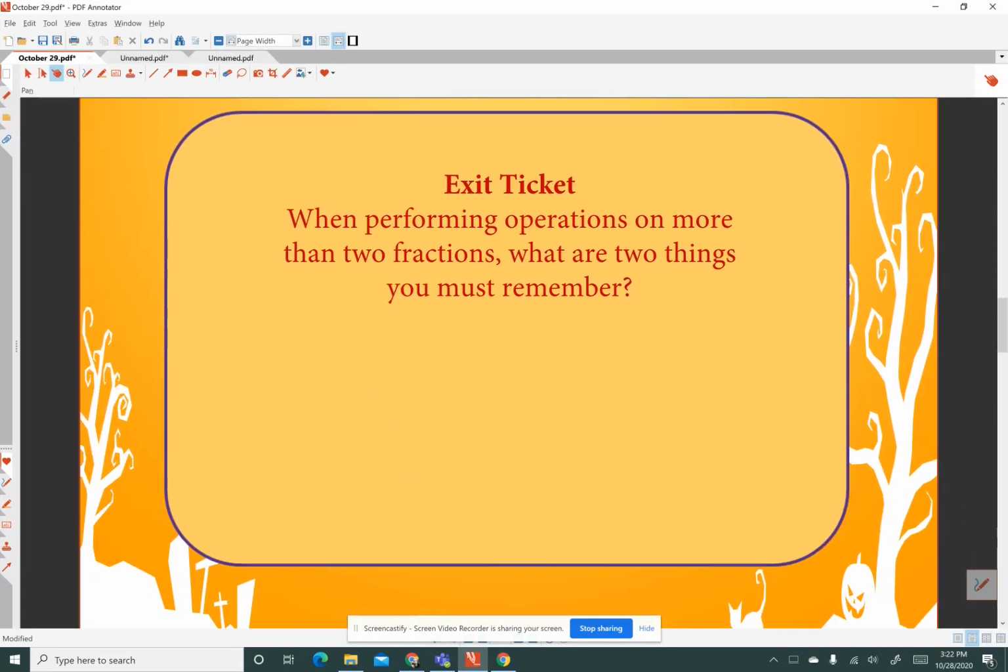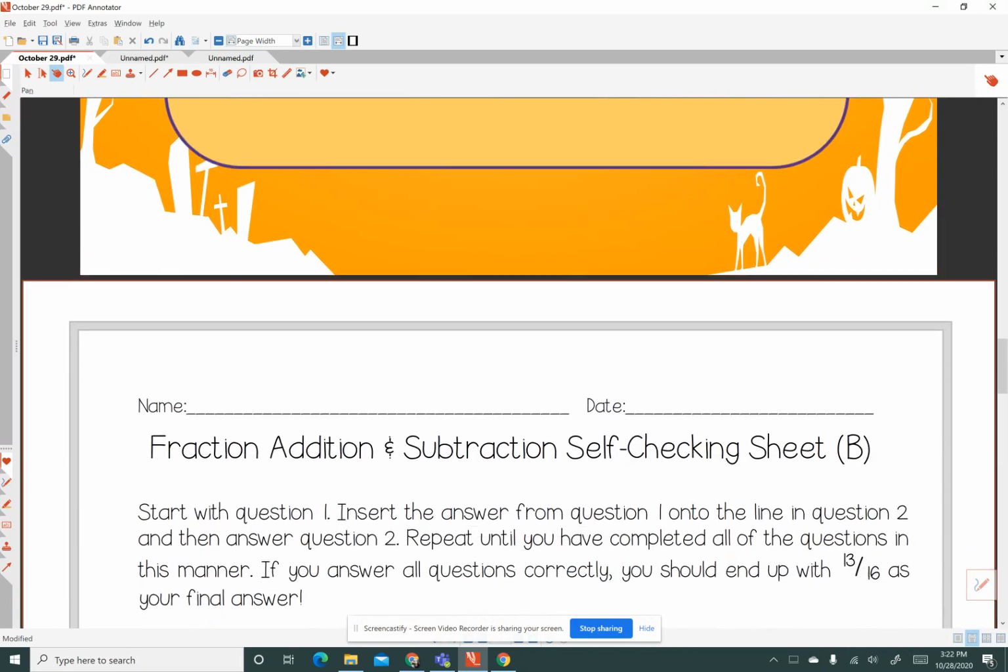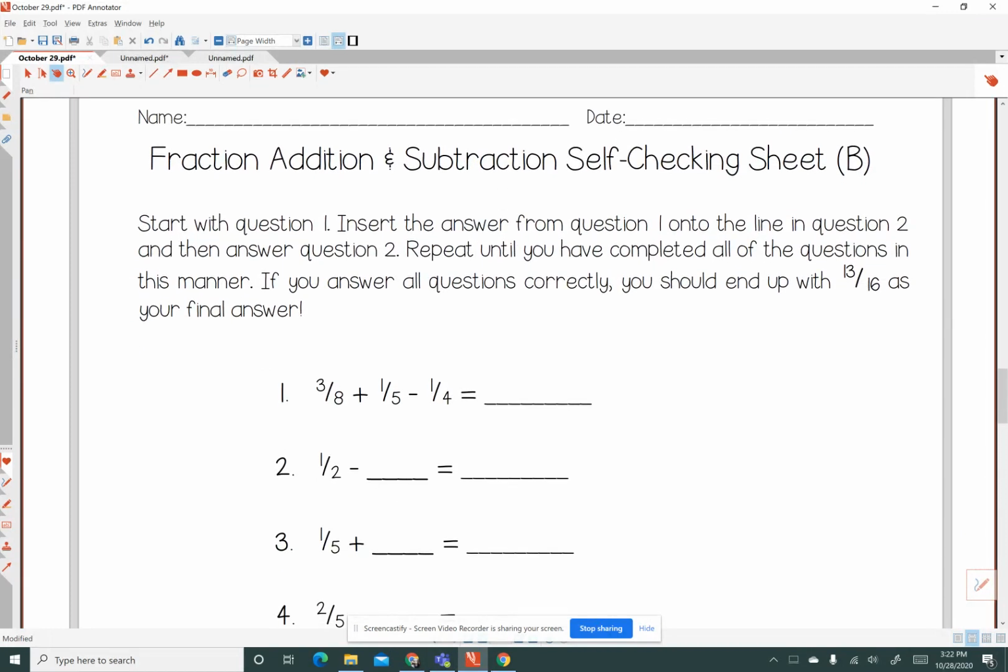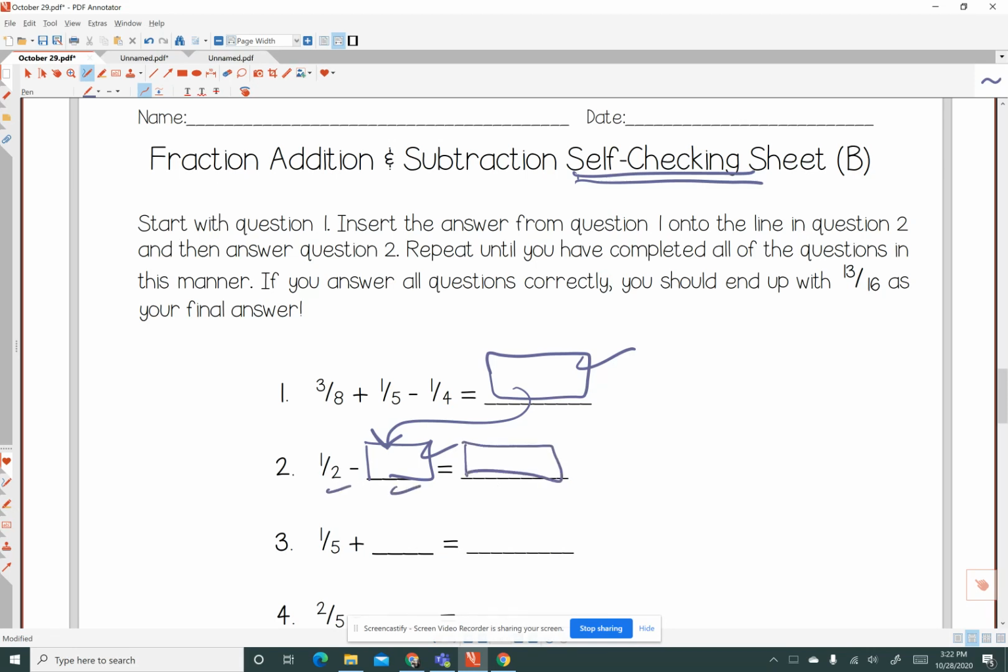Our exit ticket today asks, when we are performing operations on more than two fractions, what are two things you must remember? We'll talk about that. And let's go on to our lesson. Now, these are called self-checking worksheets. And what makes them different is when you put an answer in one space, that then becomes the thing that you put in the next space. So whatever we put here, we will put here, and then we'll add this 1/2 plus whatever is here, and we'll get a new number.